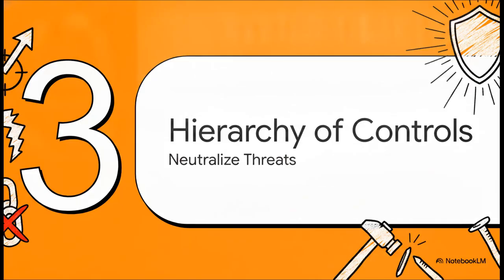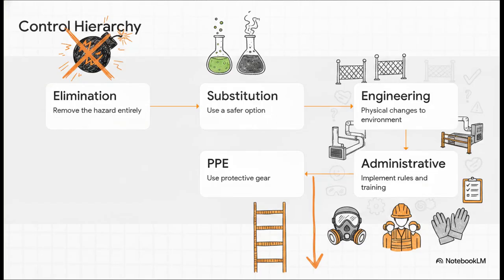All right, Section 3, the hierarchy of controls. Time to neutralize those threats. So, to actually neutralize threats, we apply what's known as the hierarchy of controls. This is a priority system for minimizing risks. We always start at the top with the most effective strategy at Step 1, and we only move down the list toward the least effective strategy at Step 5 if those higher options are completely impossible.